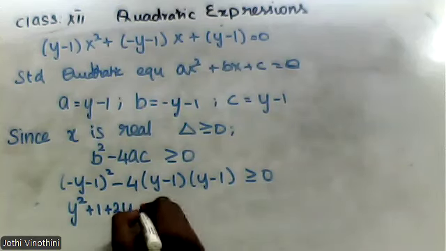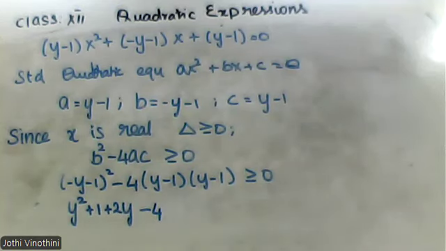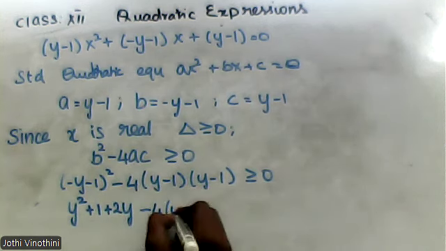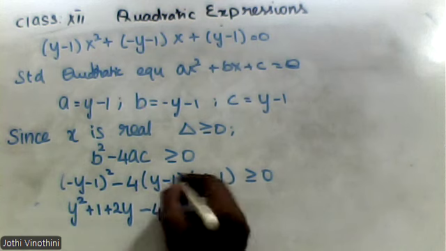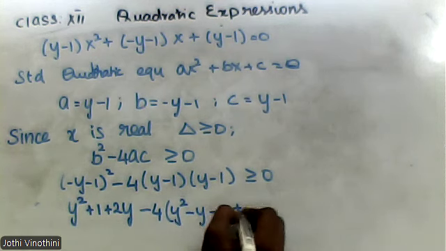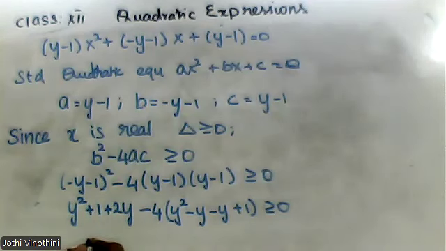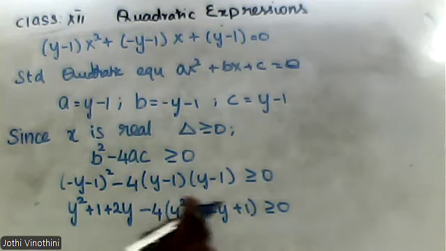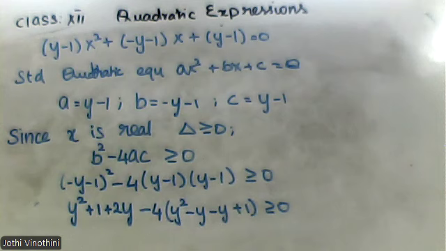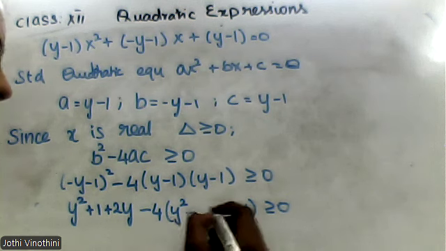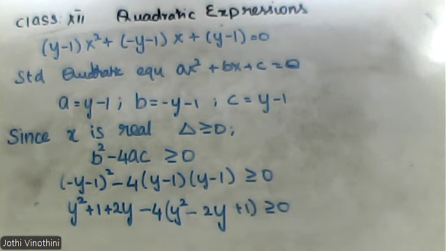I am going to keep this minus 4 as it is, and just multiply this one. So y squared minus y and minus y plus 1 is greater than or equal to 0. I am just going to take this 4 inside this. Before that, see here 1 minus y, here 1 minus y, so we can rewrite it as minus 2y. Clear? Clear.